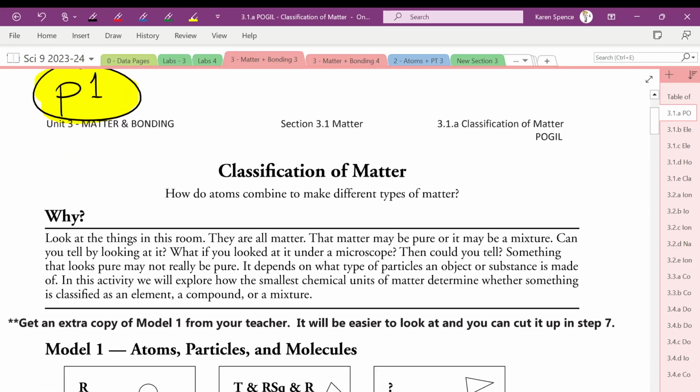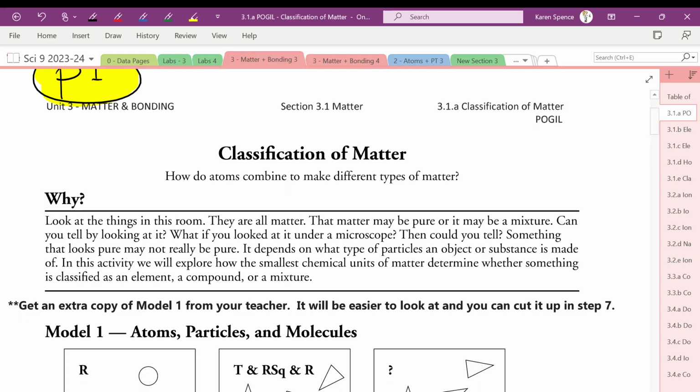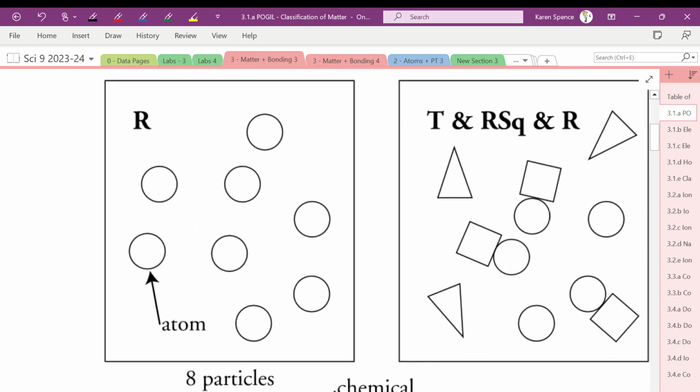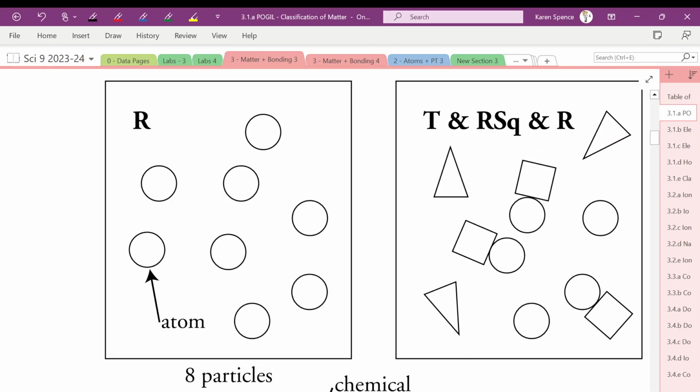So what we've got here is the POGIL activity that, if you were here last day, we've already gone through, but I find that people often understand it a little bit better if we go through it together and pick out some of those key words. There's a lot of vocab in this unit that can be a little bit confusing. So let's take a look at this top left-hand diagram where we have 8 particles.